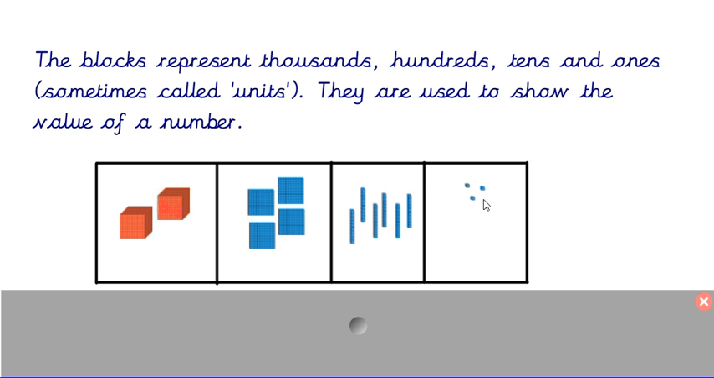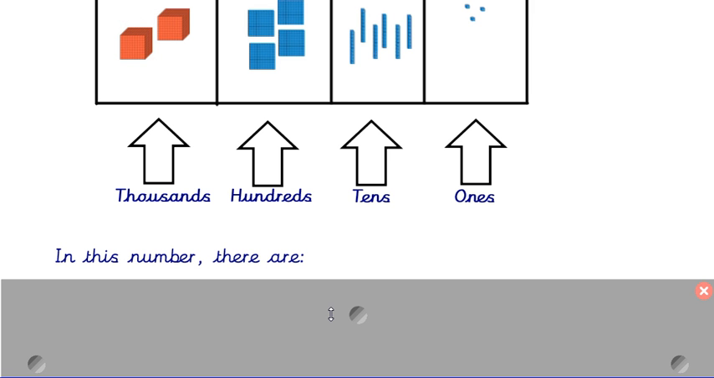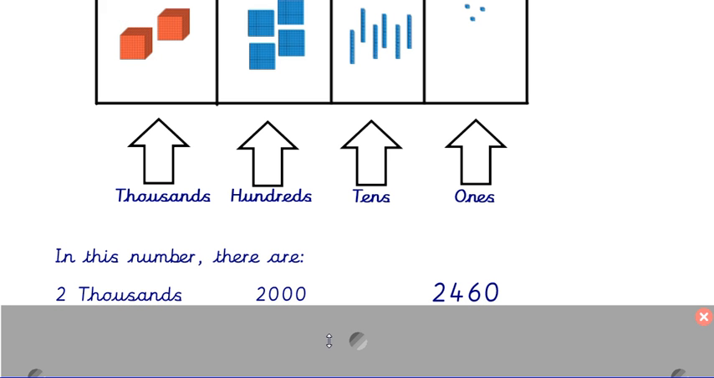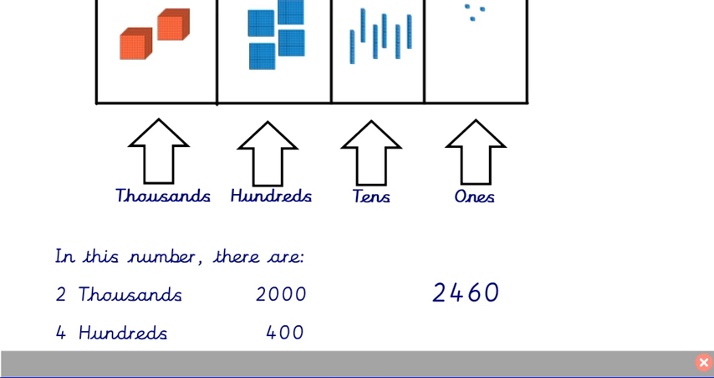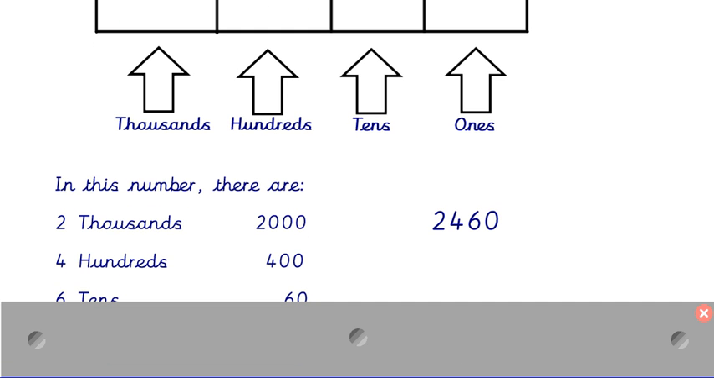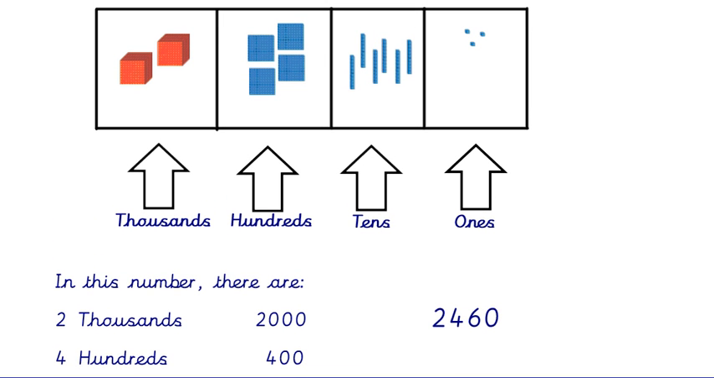The blocks represent thousands, hundreds, tens and ones. Sometimes we call these units, and they're used to show the value of a number. So in this number, see if I'm right, there are 2 thousands, 4 hundreds, 6 tens, and 3 ones. So I've written the number down as 2,460.